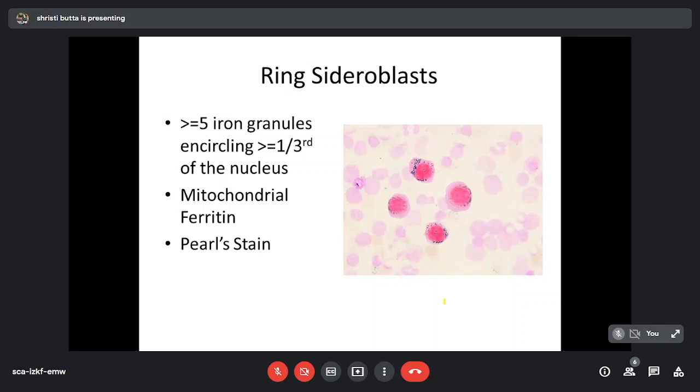Now, what is a ringed sideroblast? A ringed sideroblast is characterized by 5 or more iron granules encircling 1/3 or more of the nucleus. This is mitochondrial ferritin and stains with Perls stain. It is very characteristic of MDS.